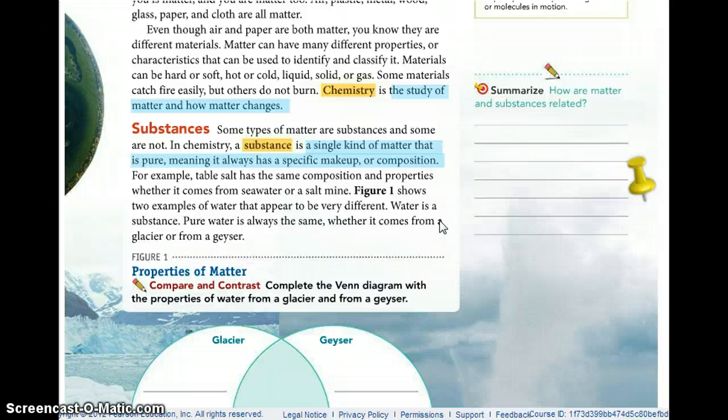Some other substances: a diamond is a pure substance. Baking soda, sodium chloride. We'll get into more of that. Any of the elements on a periodic table is a substance. They are pure. Tin, gold, those are pure substances. There's nothing else mixed in with them. Water is just H2O. There is nothing else with it. And that is what a substance is.